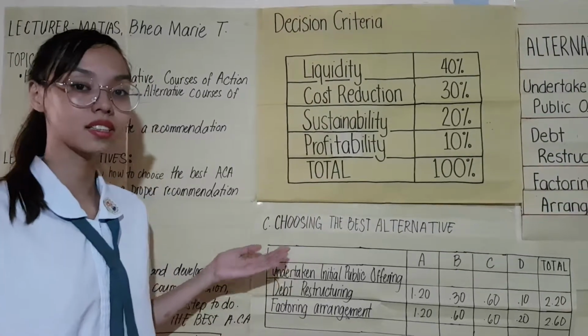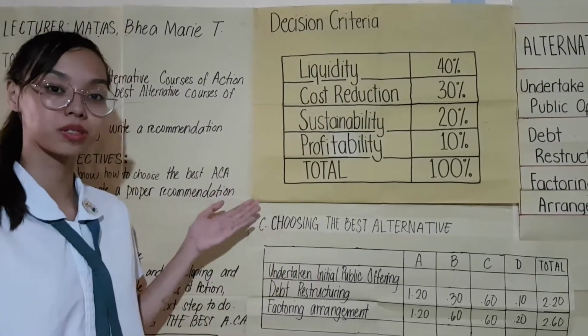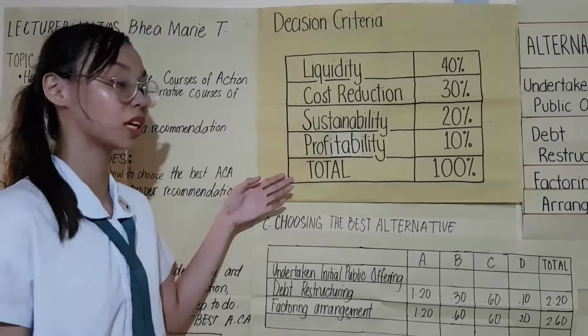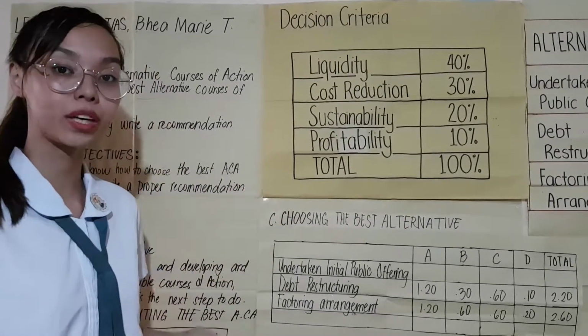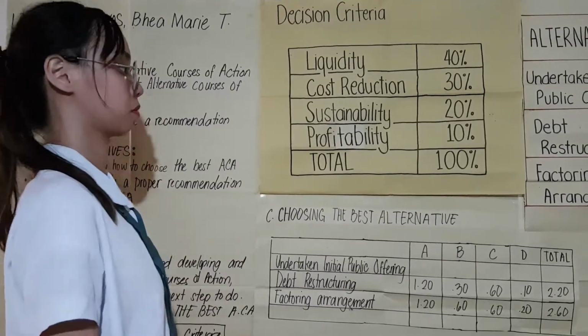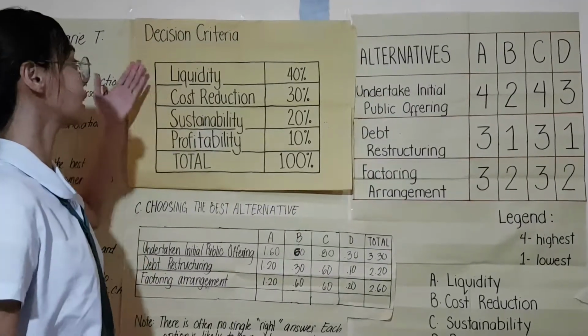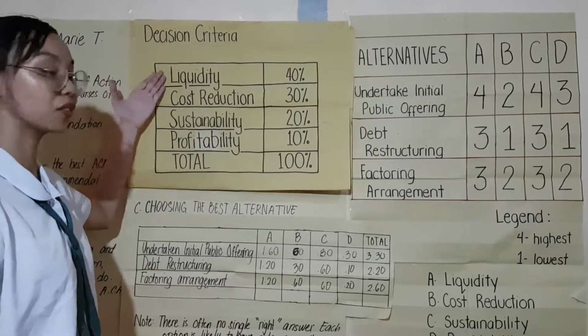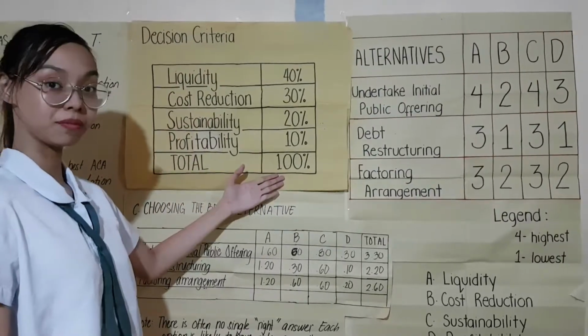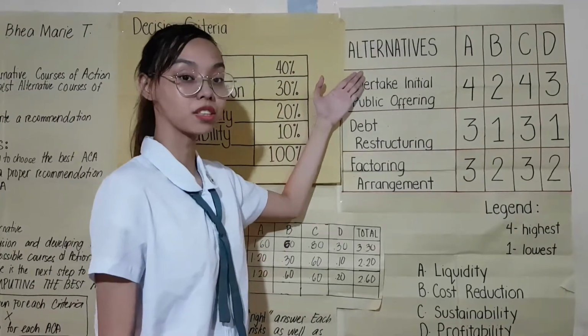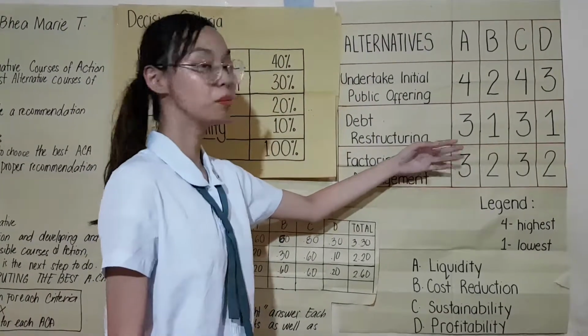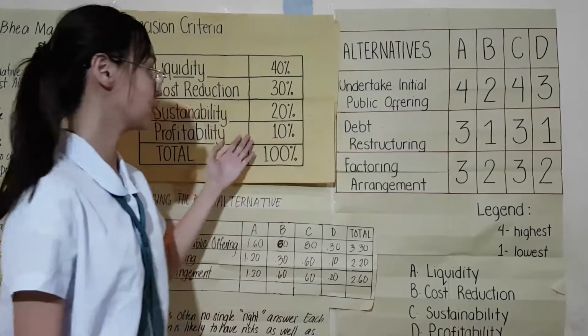To further discuss the topic, I will show some examples, and I will use the examples of the previous lecturers since this is just the continuation of their topics. In this example, this is the set of decision criteria and their weighted percentage, and this is the alternative courses of action and their rates. We will multiply the rates and the weights.